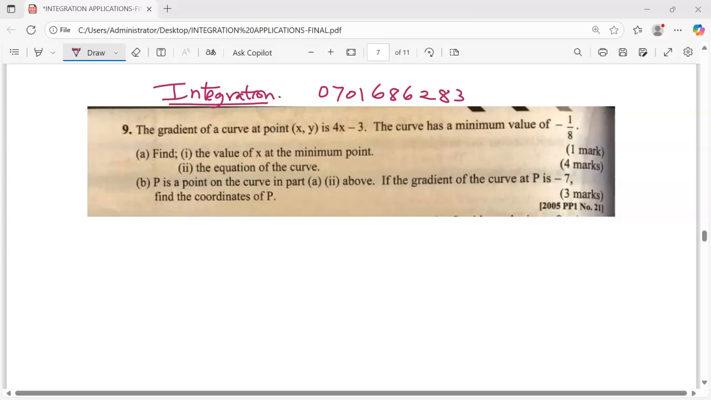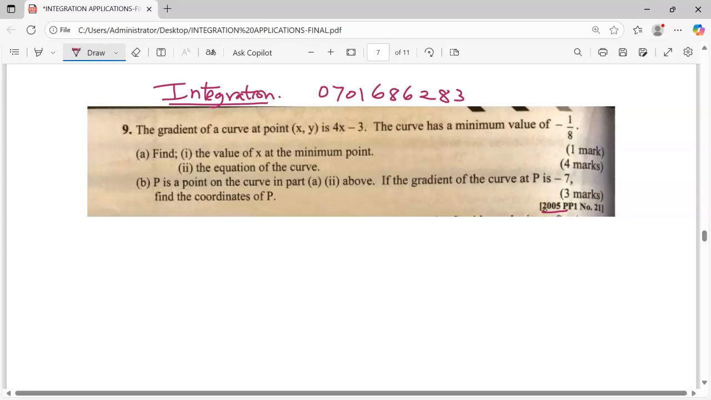This is KCSE 2005 paper 1 question number 21, a question on integration. The question reads: the gradient of a curve at a point (x, y) is 4x minus 3. The curve has a minimum value of negative 1/8. Part A, find (i) the value of x at the minimum point.